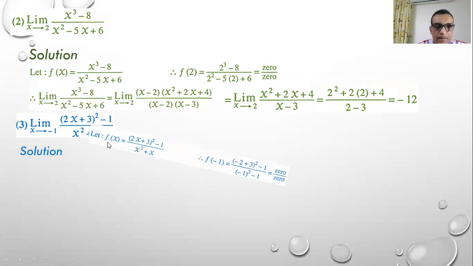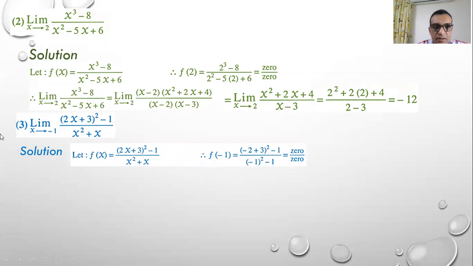Number 3, the limit of (2x plus 3) all to the power 2 minus 1 over x squared plus x when x approaches negative 1. Solution: let f(x) equal (2x plus 3) all to the power 2 minus 1 over x squared plus x. By replacing, we get that f(negative 1) equals (negative 2 plus 3) to the power 2 minus 1 over negative 1 to the power 2 plus 1 minus 1, equals 0 over 0, an unspecified quantity.